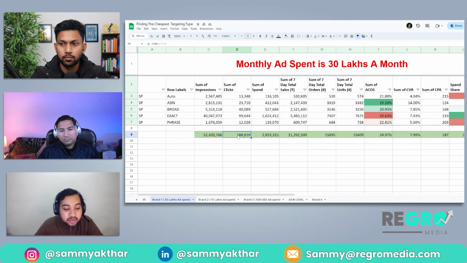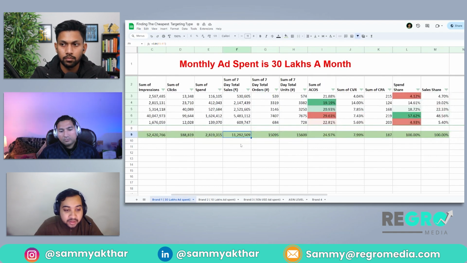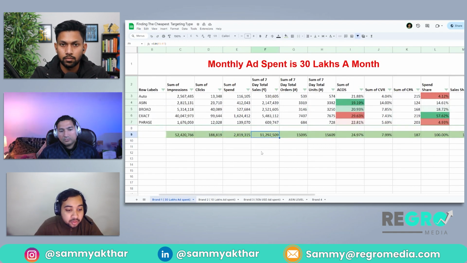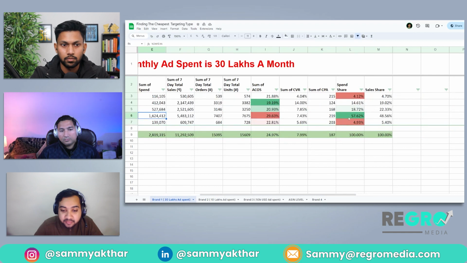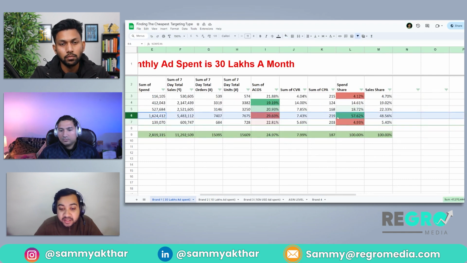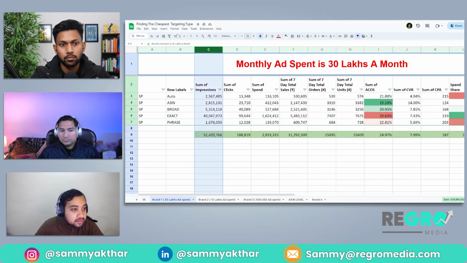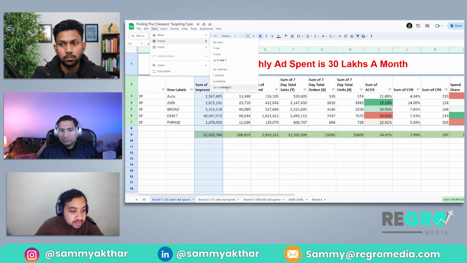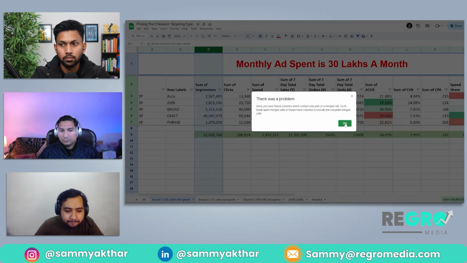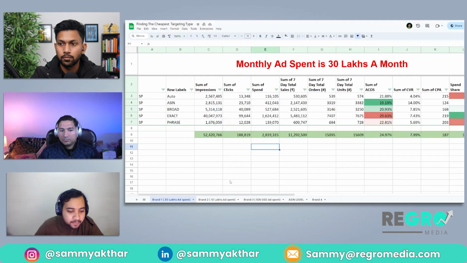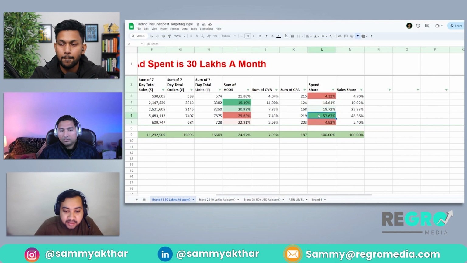We can see that we have around 188,000 clicks. The total spend is around 28 lakh. Sales is 11 million. If we talk about the distribution of spend, let me just show you the spend share. We can see that around 57% of our budget is being spent towards just one single match type, that is exact match type. Let me just freeze this as well. Anyways, we can see here that the majority of the budget is being spent on exact match type.